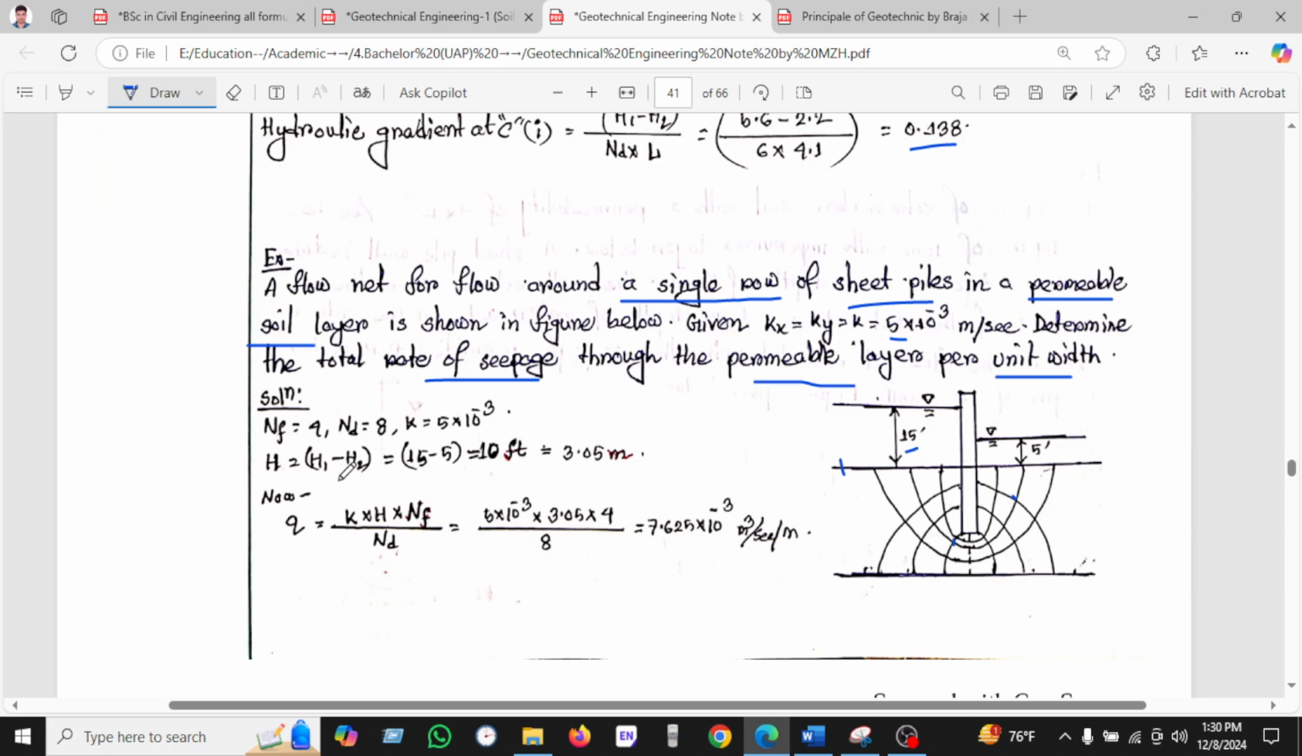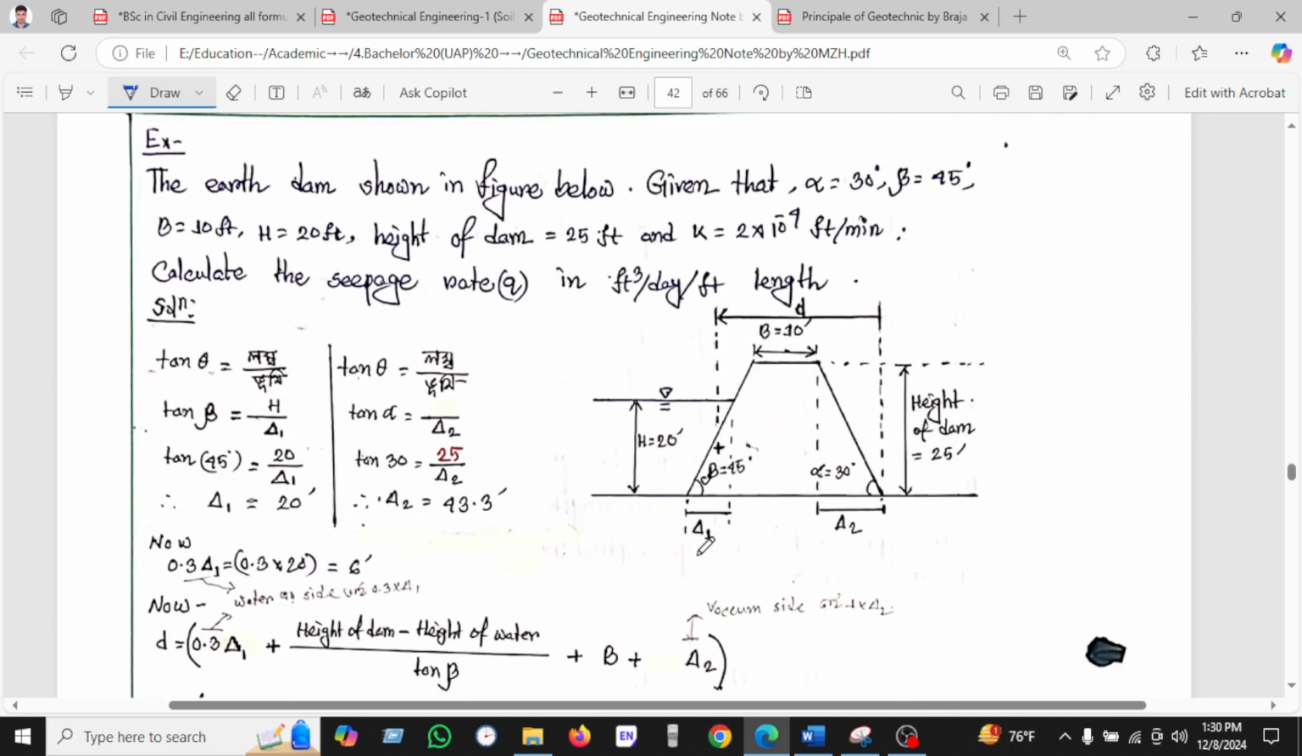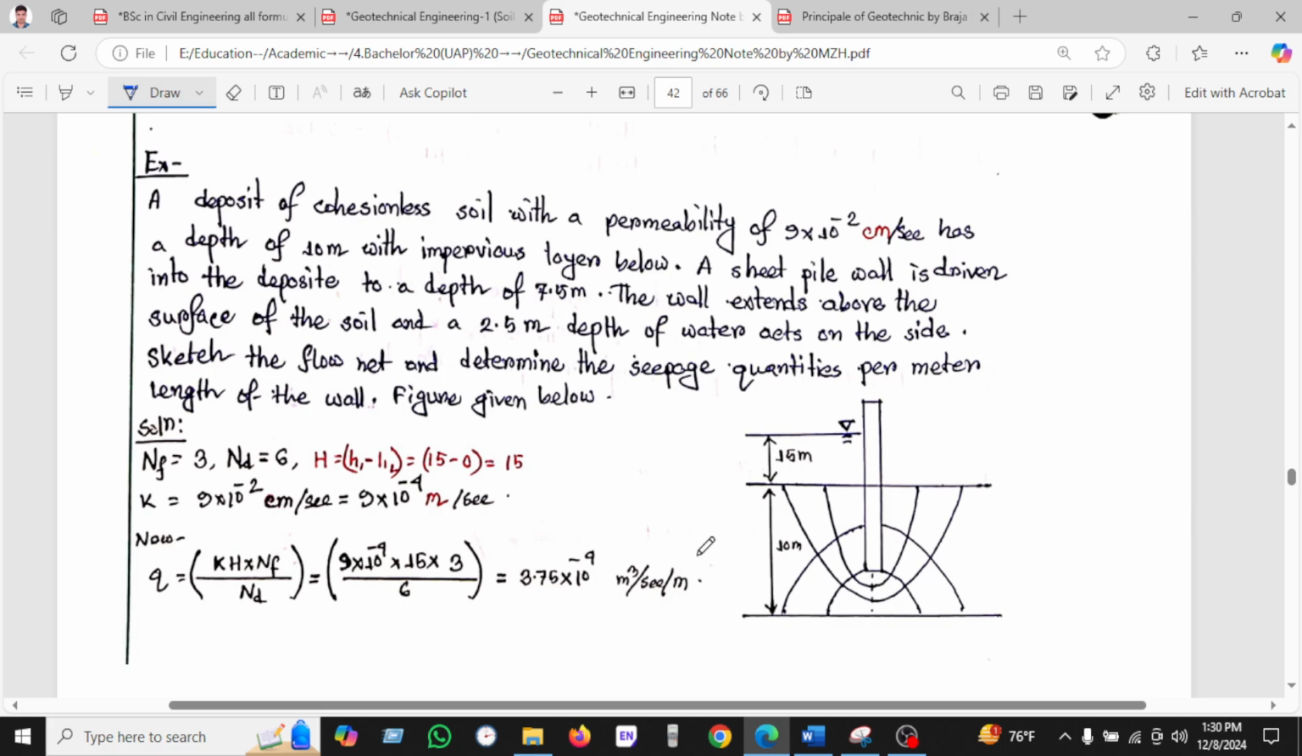So H equal to H1 minus H2 and found 3.03, and Q equal to we know K into H into NF divided by ND, and found 7.6 into 10 to the minus 3 cubic meter per second. So let's see another example. The deposit of cohesionless soil with the permeability of 9 into 10 to the minus 6 centimeter per second.